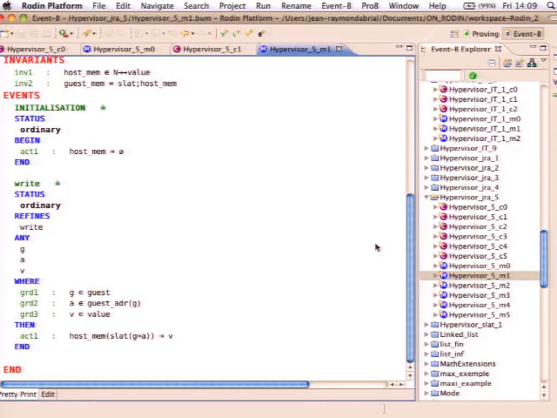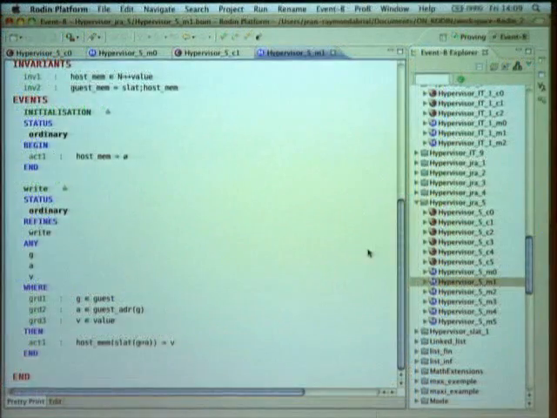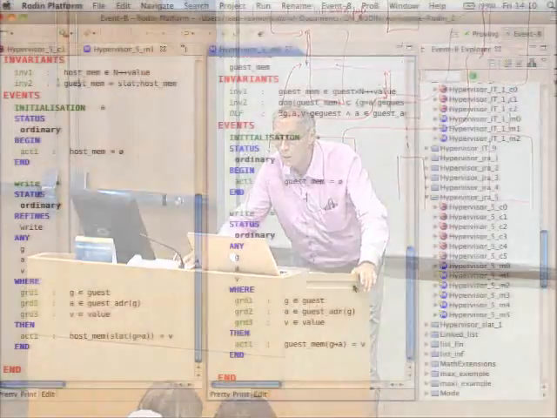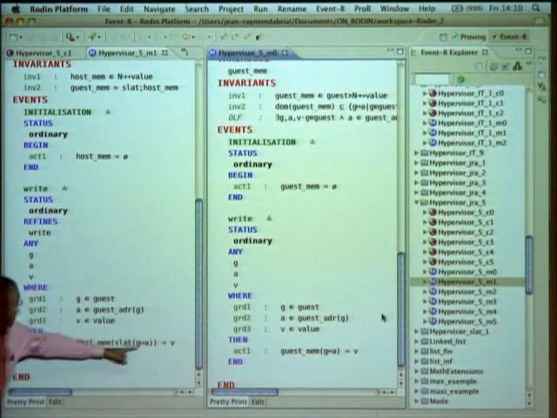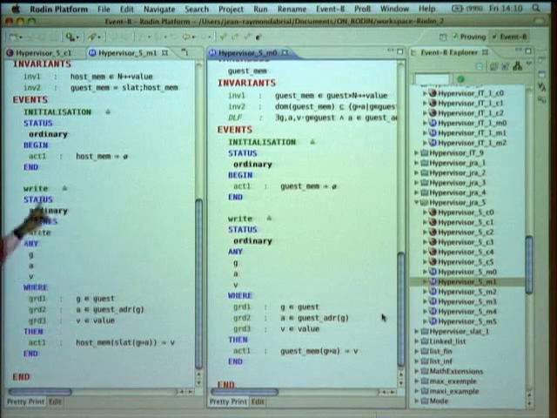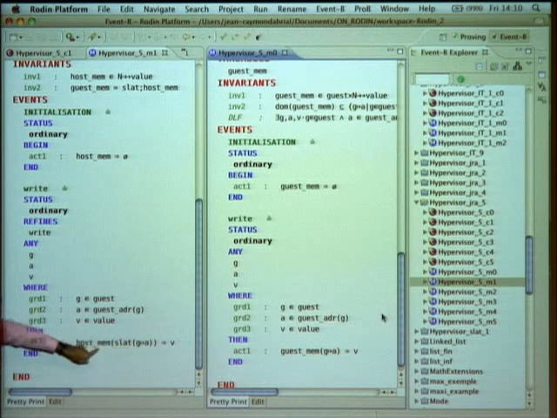And so the transformation here is very simple. I can show both of them. I can show here the abstraction. The abstraction was guest memory of GA, and now we have host memory of slat of GA. And because we have the gluing invariant, guest memory is slat composed with host memory, that you see here, the proof will not be very difficult. Okay, so this is it for M1. So now we go to M2.